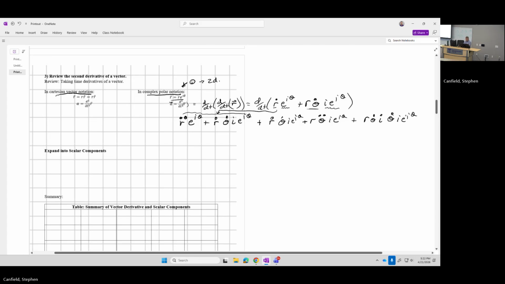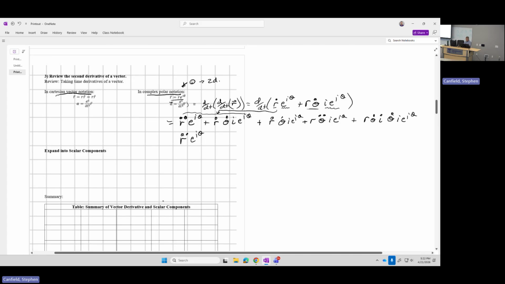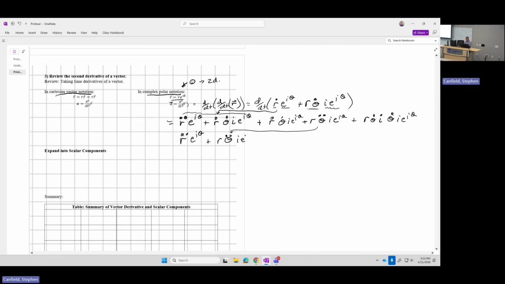So at the moment, it looks like I have five terms, but we can collapse a little bit, and I'm going to rewrite them in an order. First we have the r double dot e to the i theta. I'm going to pull this theta double dot term next, if that's okay. There's no particular order, but I'm going to do that: r theta double dot i e to the i theta. So you can see those two terms. That's easy.